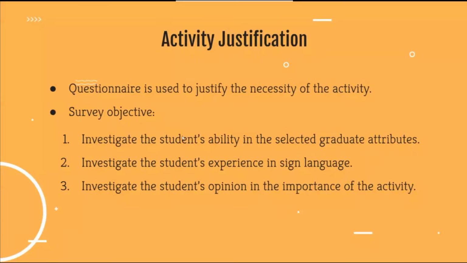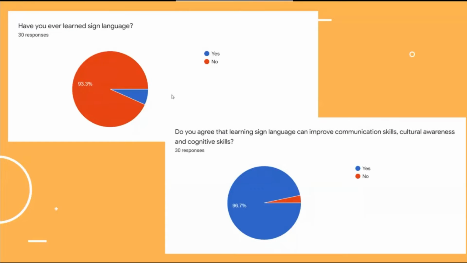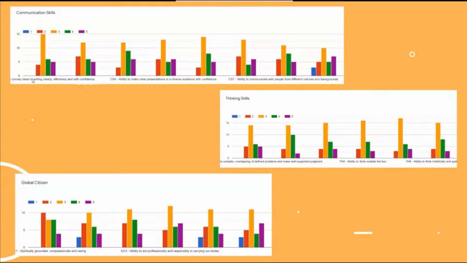To know whether our activity is necessary or not, we have conducted a survey to justify our activity. In the survey, we want to obtain the students' ability in the selected graduate attributes and also their experience and opinion of sign language. So this is the response of the survey. We can see that most of the respondents did not learn sign language before, and they agree that sign language is beneficial to them. And for the skills, most of the students gave an average score or the lowest score in the selected attributes, which are communication, thinking, and global citizen.